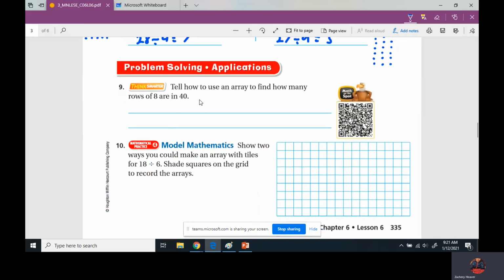Tell how you could use an array to find how many rows of 8 are in 40. It's simple. Make a row of 8. Just like we did, we would first make our first row of 8. Then count to 40, 8 at a time.